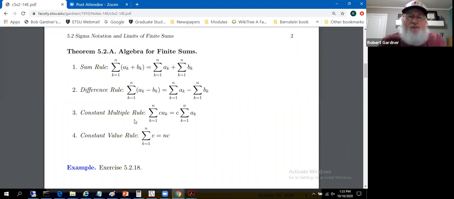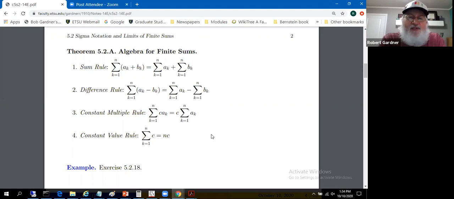The constant multiple rule, sum from k equals 1 to n of a constant c times a sub k, you can factor that c out. Of course you can. That's distribution of multiplication over addition, really. The constant value rule says the sum from k equals 1 to n of c. Remember that would represent c plus c plus c plus c plus c plus c n times. So that's n times c. Proofs are given in that appendix.